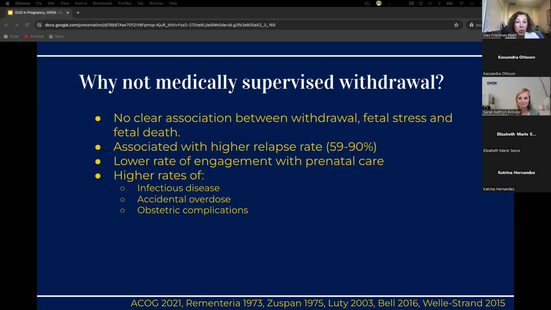Instead, medically supervised withdrawal is not recommended because it doesn't work. It's associated with a higher relapse rate, 60 to 90%. And with that, a lower rate of engagement with prenatal care, higher rates of infectious disease, accidental overdose, and obstetric complications. These are all things that can be prevented with medication for opioid use disorder.